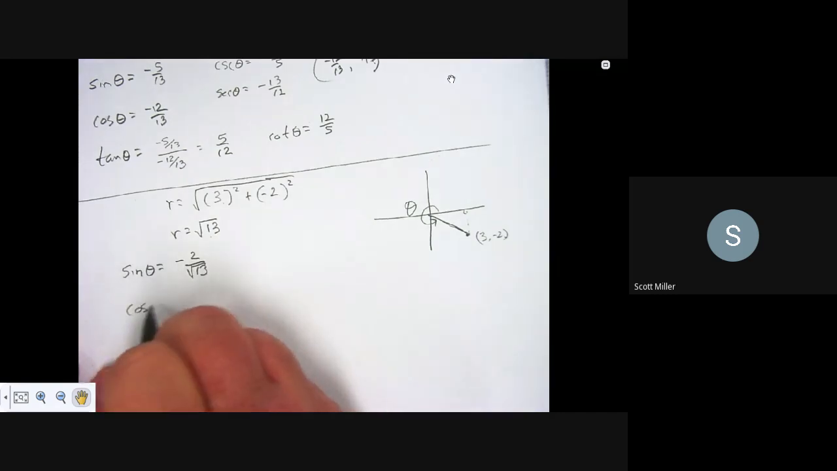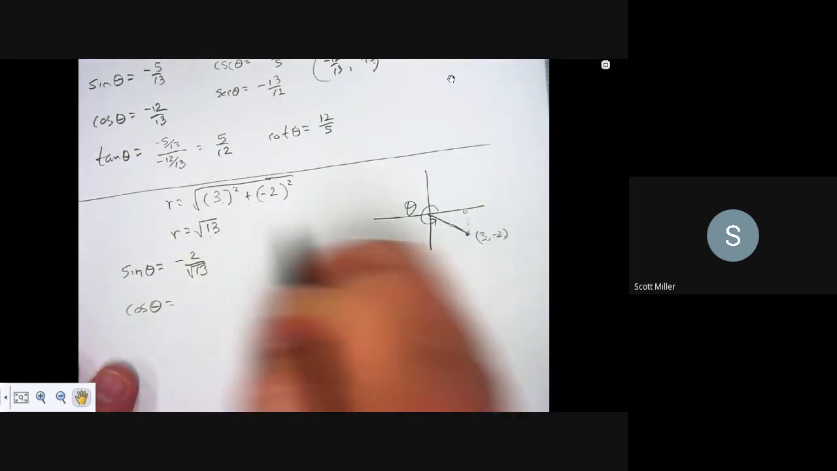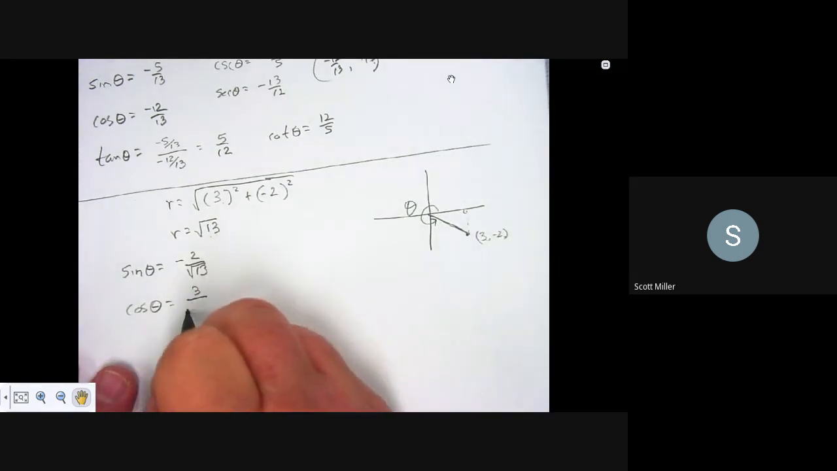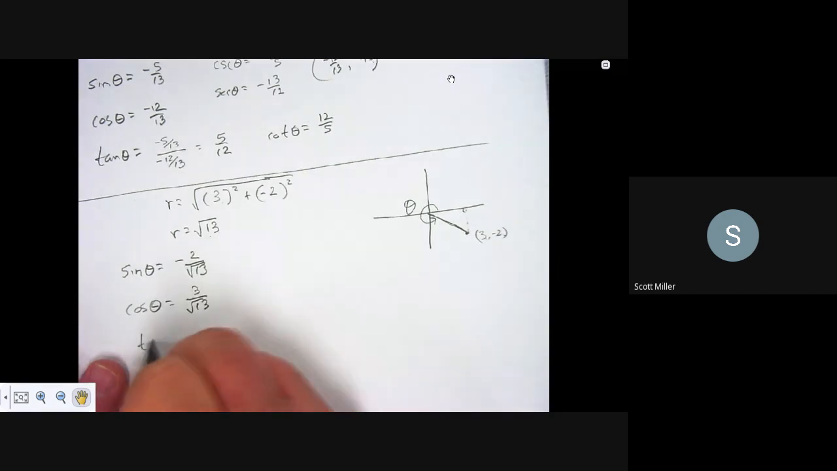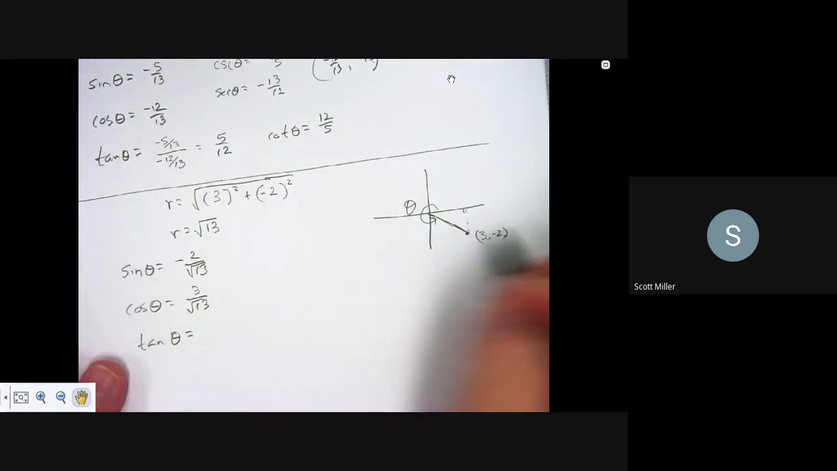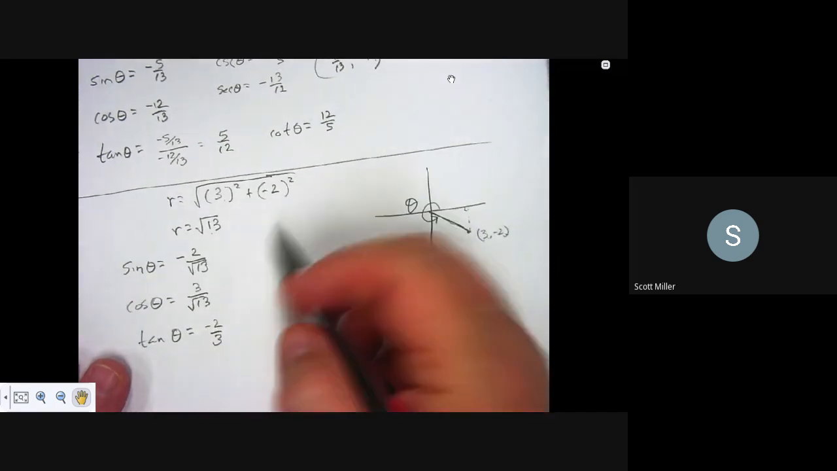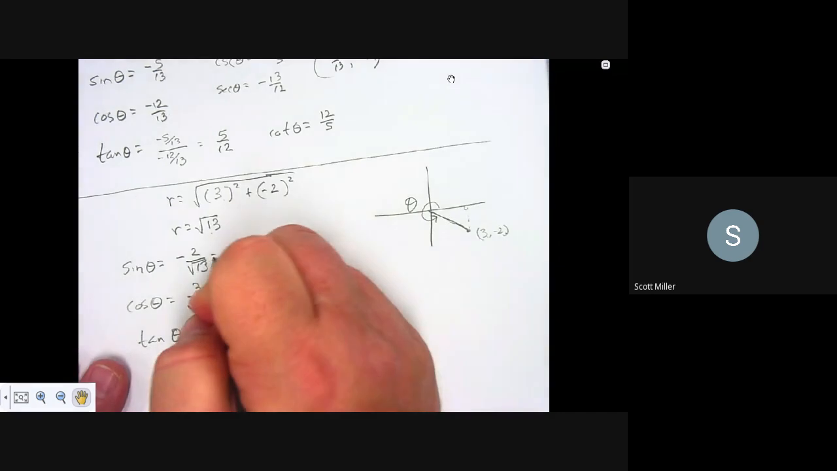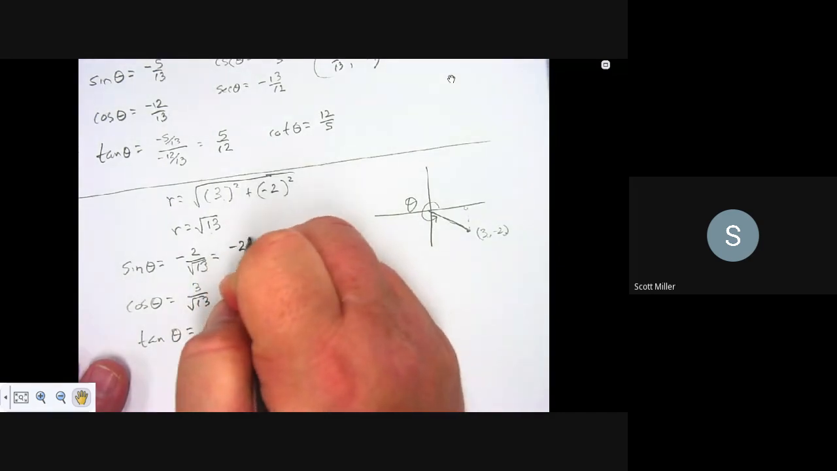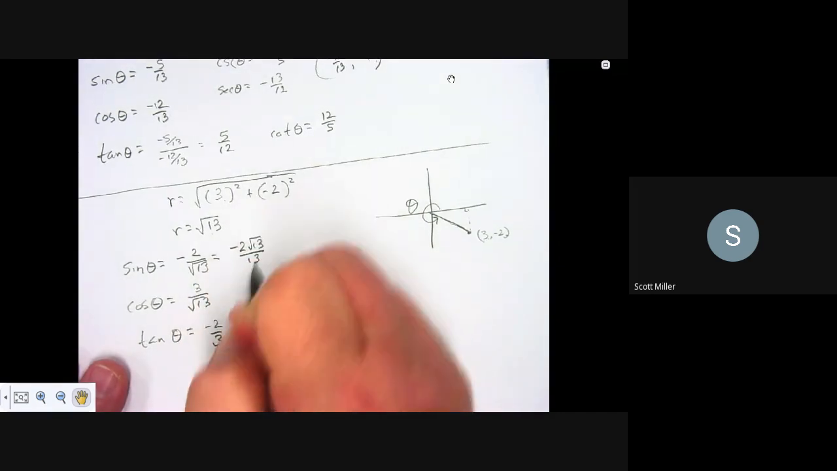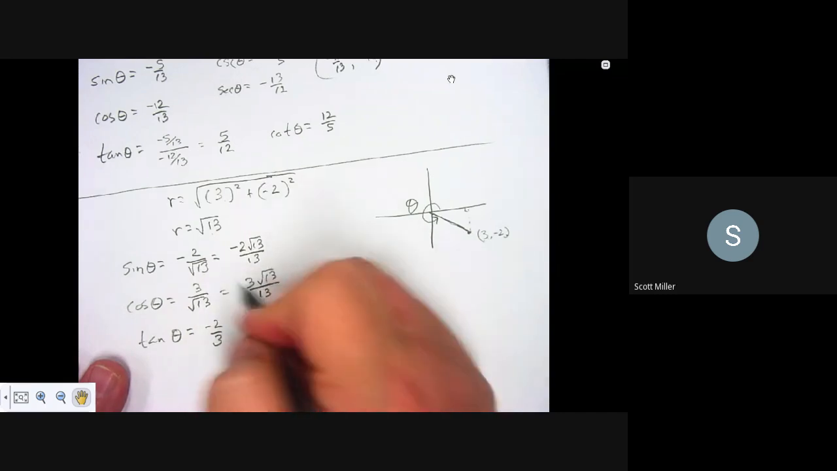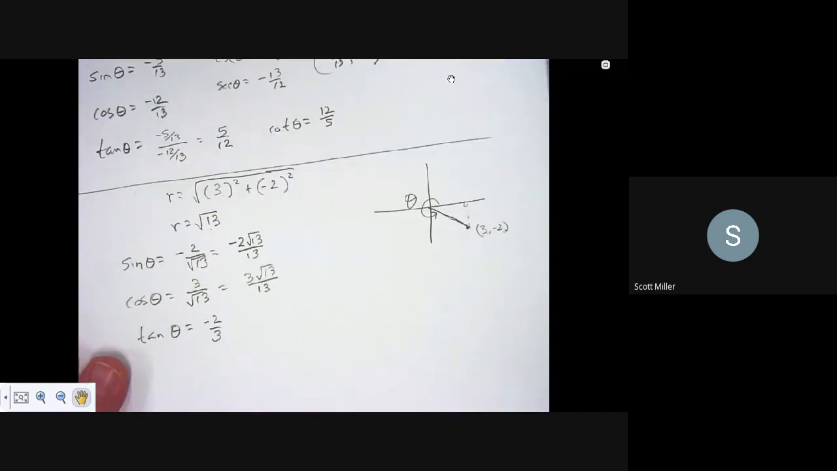What is the cosine of theta? X over r. And what is the tangent of theta? Y over x. That's how you would do that, and then you just do the reciprocal ones. You might want to rationalize these, so you'll get -2 radical 13 over 13 and 3 radical 13 over 13, making sure everything reduces.